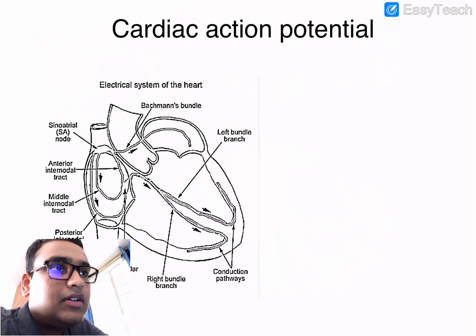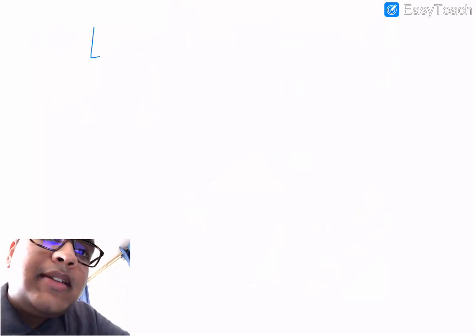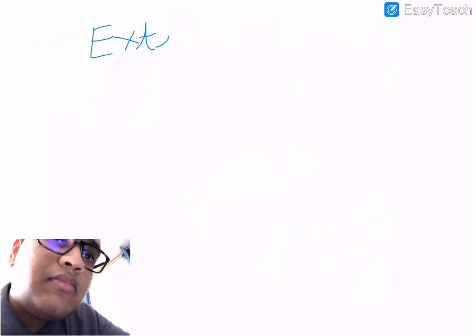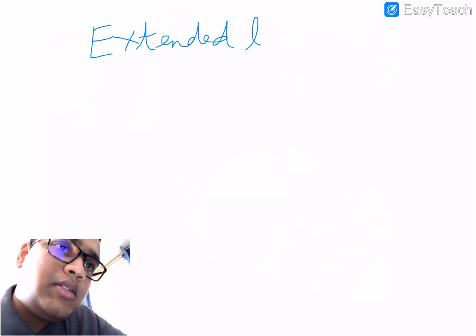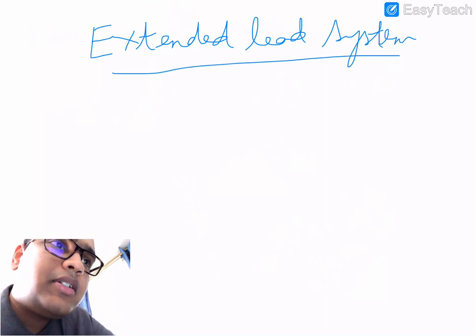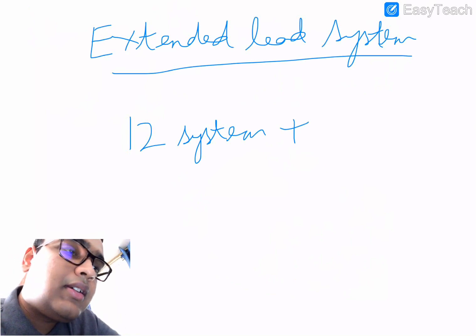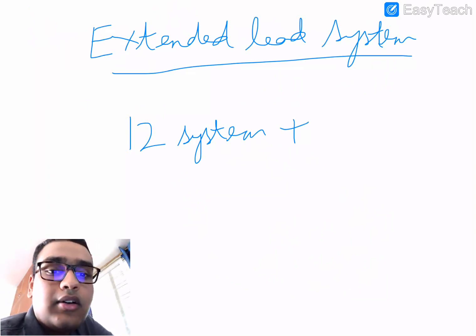Now another thing which is important to know is something known as the extended lead system. So what is the extended lead system? It is nothing but this 12 lead system plus certain other leads placed to get a whole picture of the heart.